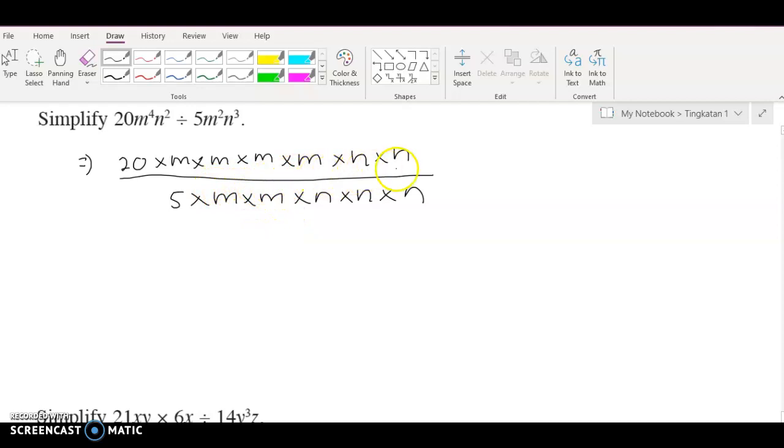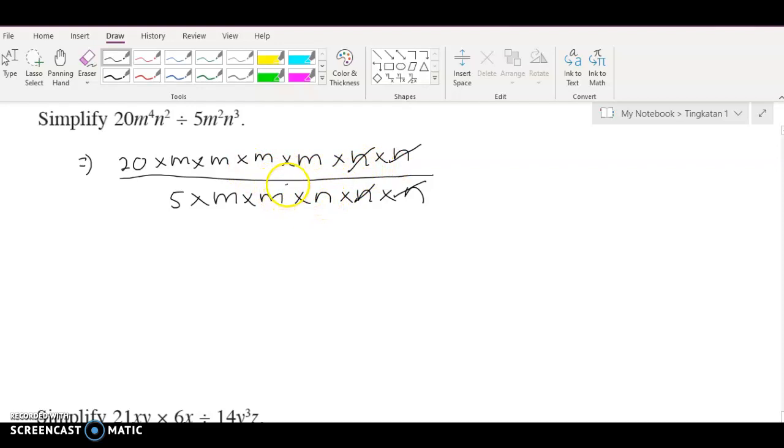Now, if it only involves multiplication at the numerator and denominator, you can simplify. First, you look at n. Here you have 1 n and 1 n, you can cancel them. Now, do you have any n left on your numerator? No, you don't have any more, so you just leave it like that.